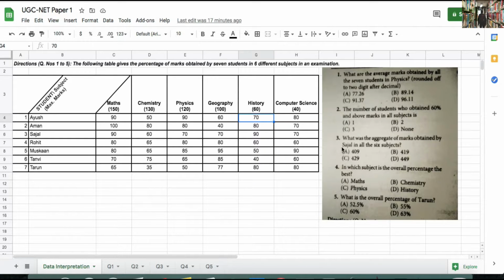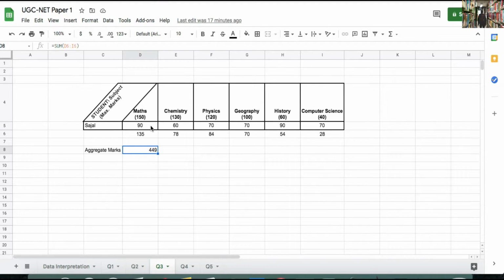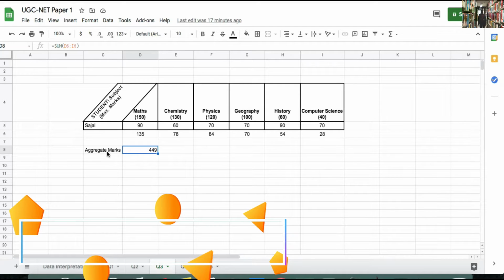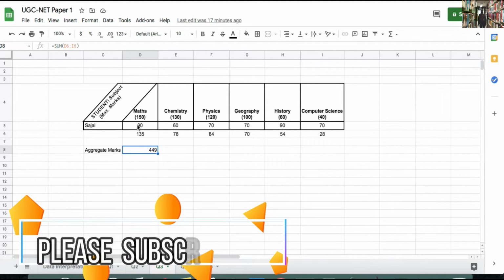Okay. The third question. What was the aggregate of marks obtained by Sajal in all the 6 subjects? So let's go to Q3. Now we need to find the aggregate marks. So these are 90, 60, these are all percentages. We don't want the average of percentages, we want the aggregate marks.